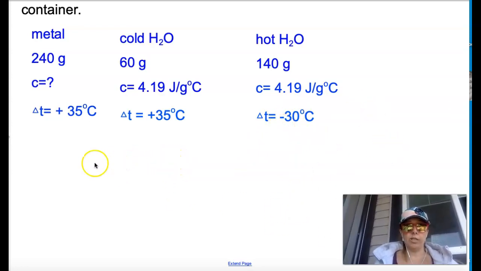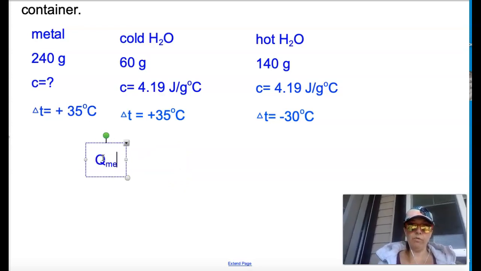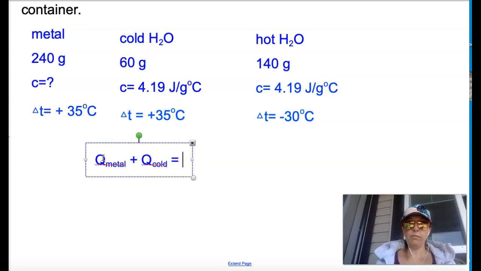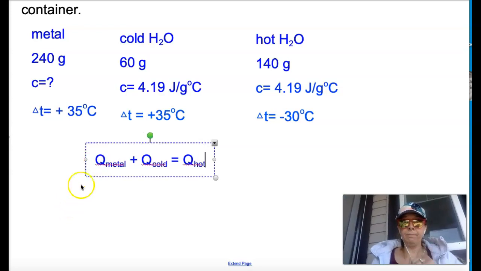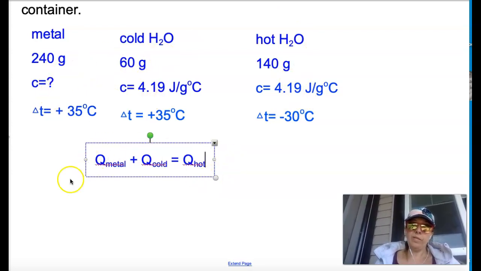So our equation that we're going to generate for this one is going to be that the Q of the metal plus the Q of the cold is going to equal the Q of the hot. Okay, and that's because the hot water released energy, and the energy that was released was absorbed by the metal container and the cold water. So the one thing we still have to do, though, is throw the negative in.